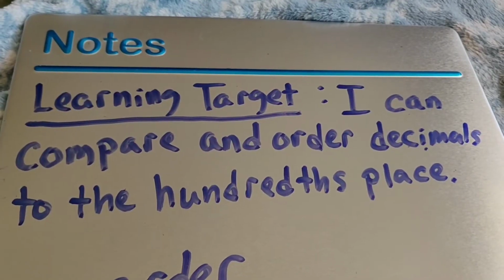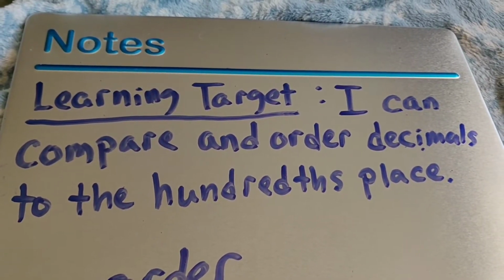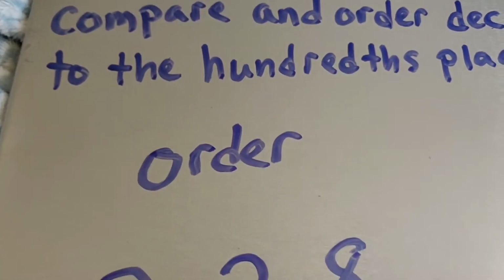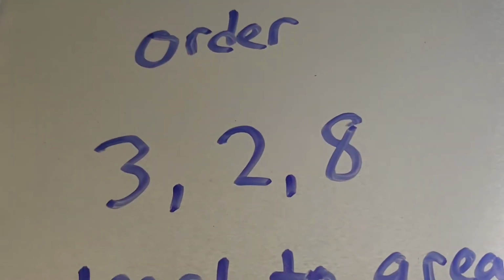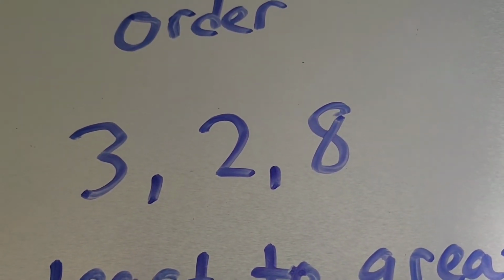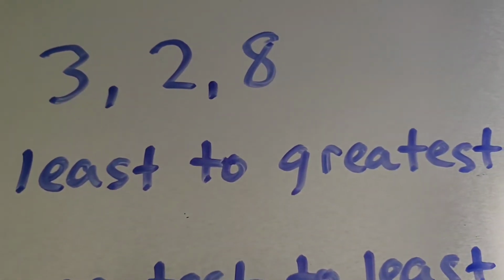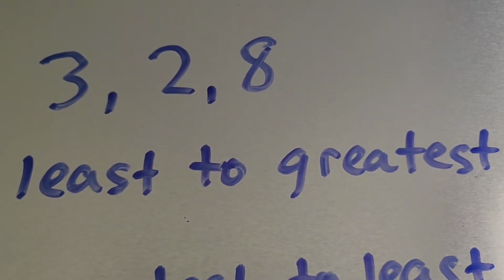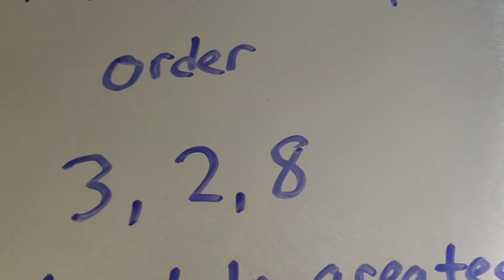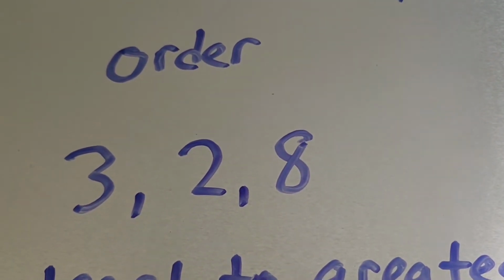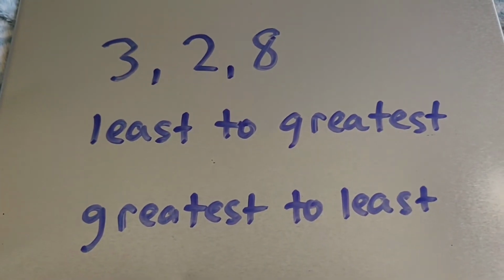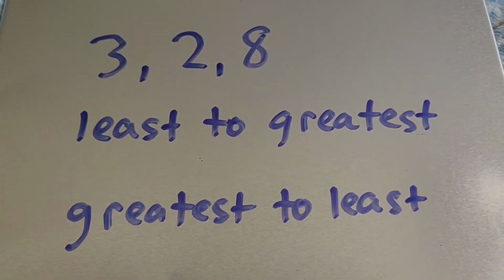But the learning target doesn't just say I can compare, it says I can compare and order. So let's focus in on that word order. Order just means when you're given three or more numbers, to put them in order from least to greatest value, or from greatest to least. So here we're given three different numbers. We're given 3, 2, and 8, and we're going to put them in order from least to greatest or greatest to least.